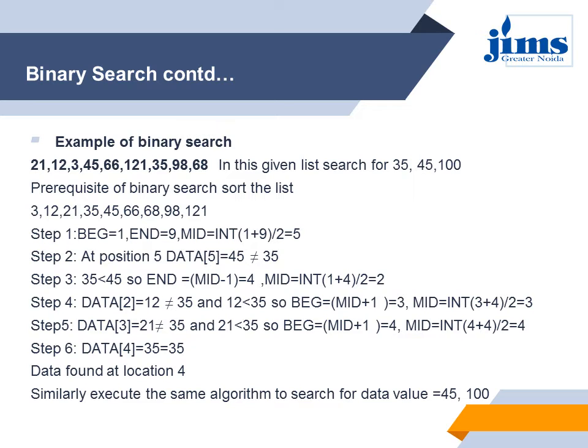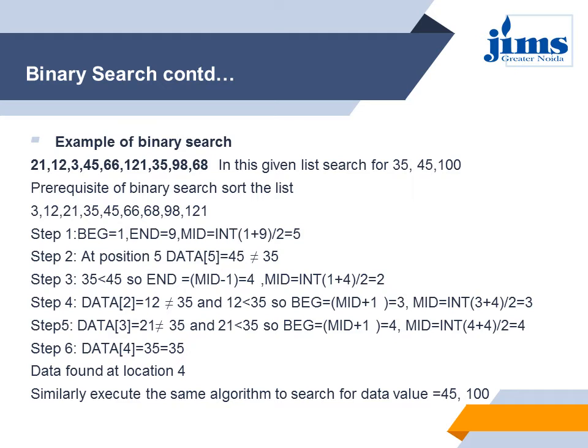Now at second position we have 12, which is not equal to 35, and 12 is less than 35. So we'll shift the beginning. Now the beginning becomes mid plus 1. This means mid is now the new mid. So again, according to the new mid, it will become third. Now in third position we have 21.